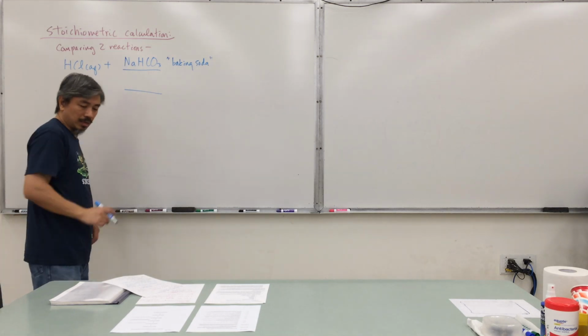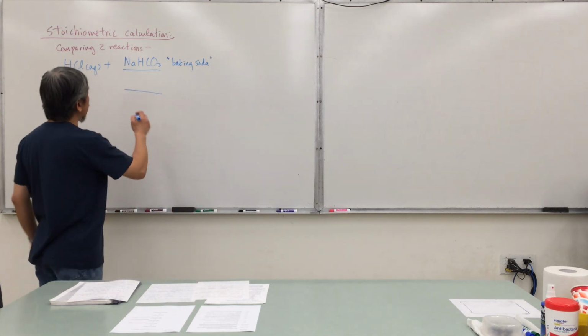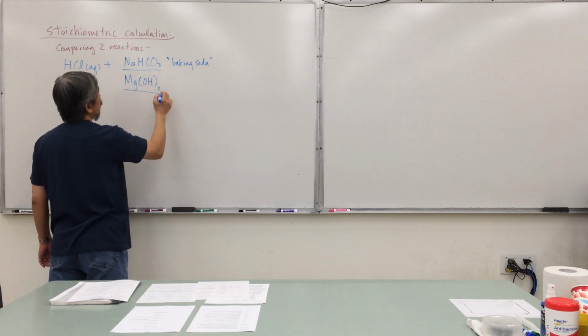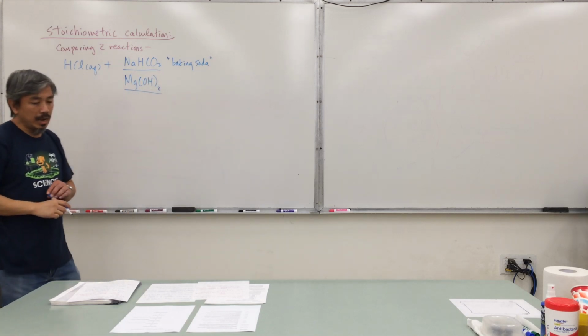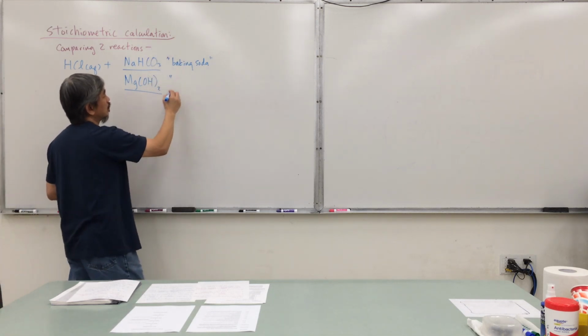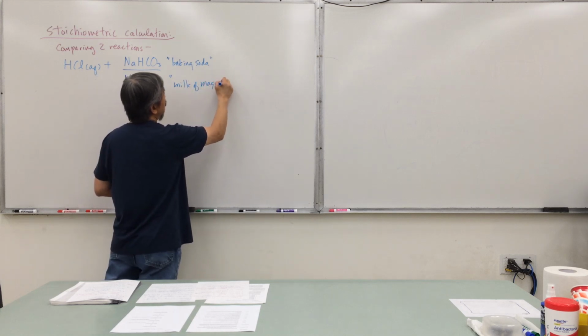This is going to be what I'm going to use. Okay, let's use magnesium hydroxide, Mg(OH)2. In this case, this is going to be in a solid form. Sometimes people refer to this as milk of magnesia.